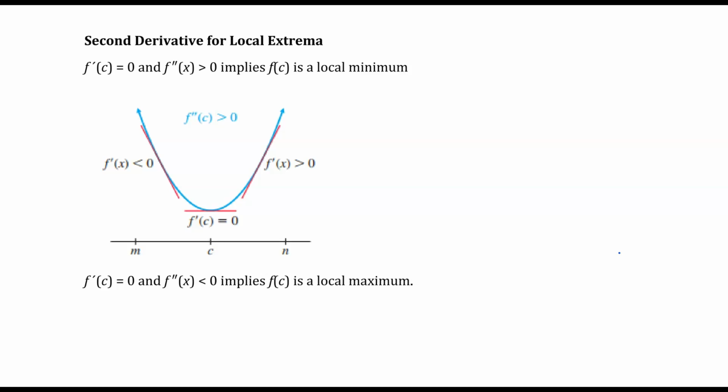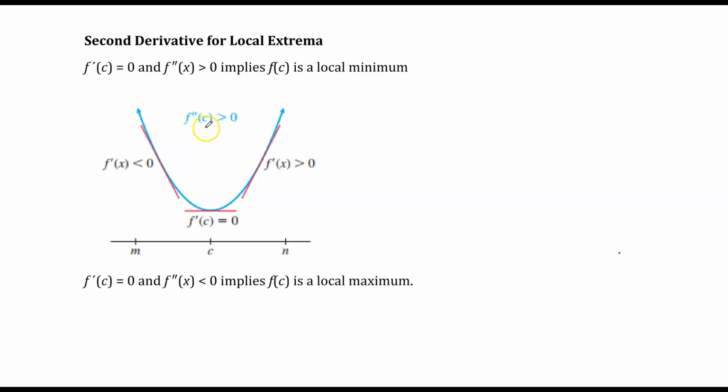Second derivative test for local extrema. If f prime of c is equal to 0, that means c is a critical number. And if your second derivative is greater than 0, that implies that f of c is a local minimum.